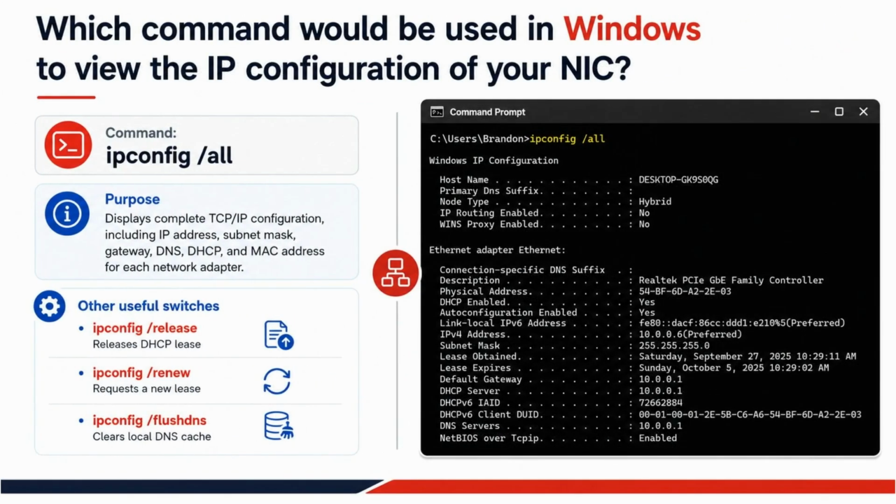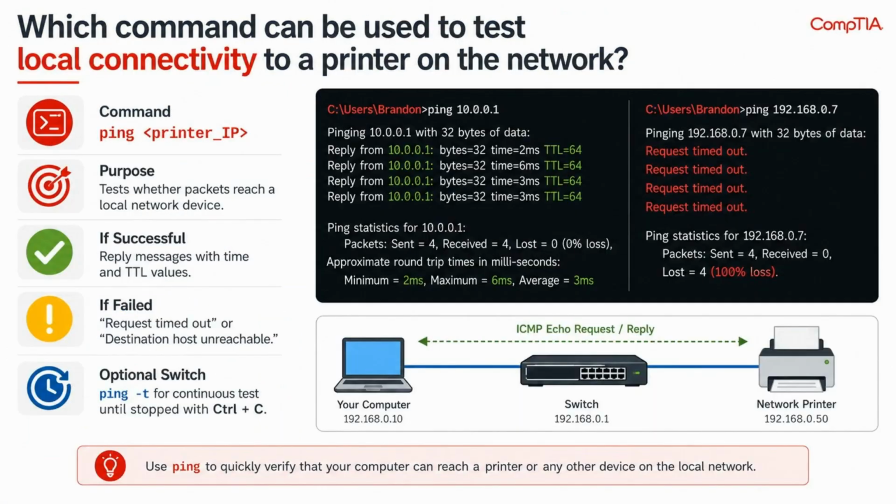The primary command for viewing your network interface configuration is ipconfig /all. We will also look at useful switches like /release and /renew for DHCP management and /flushdns to clear your cache. To test local connectivity to a device like a network printer, we use the "ping" command. If successful, you will receive reply messages. If it fails, you may see a request timed out error. Adding the -t switch allows for continuous testing.